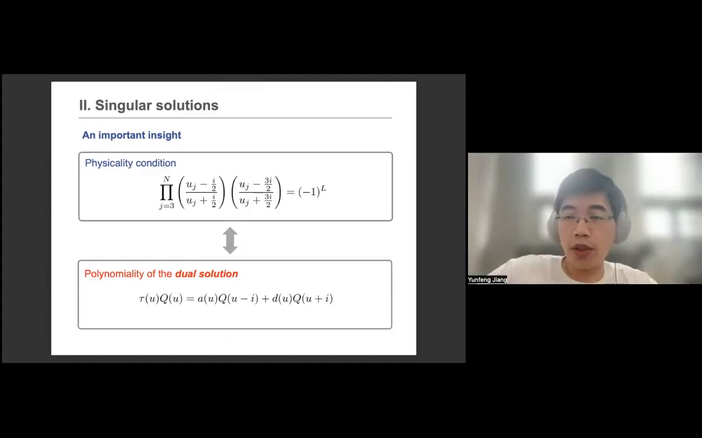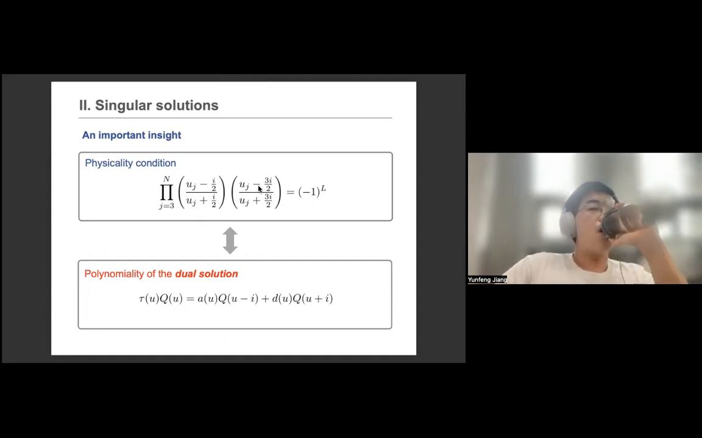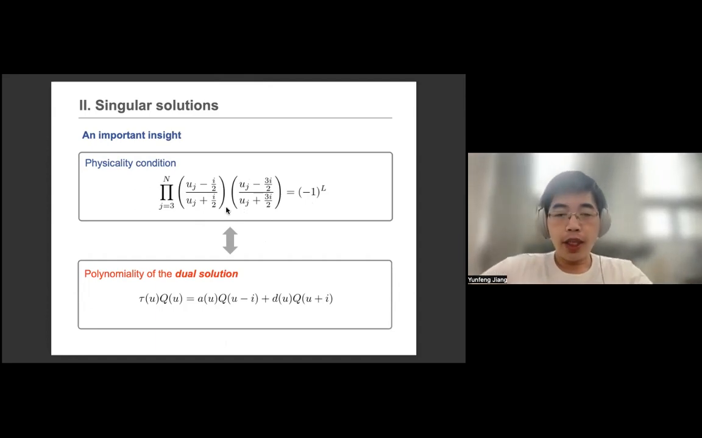Okay, thanks for the question. Yes, so we want to understand better what this condition is related to. An important insight, which I think is based on several works together, is the following. This physicality condition, which I just explained a little bit, is equivalent to the polynomiality of the dual solution of the TQ relation. Let me explain this point in more detail.